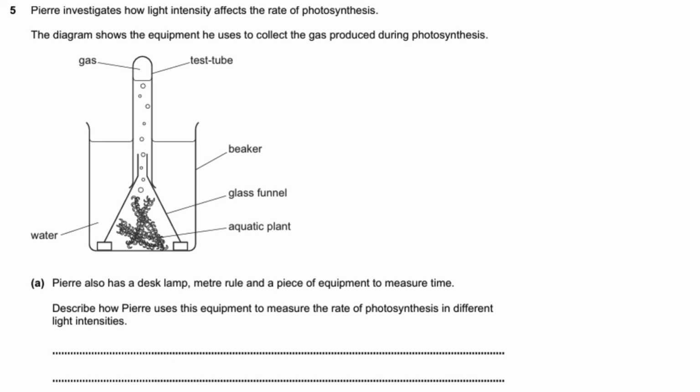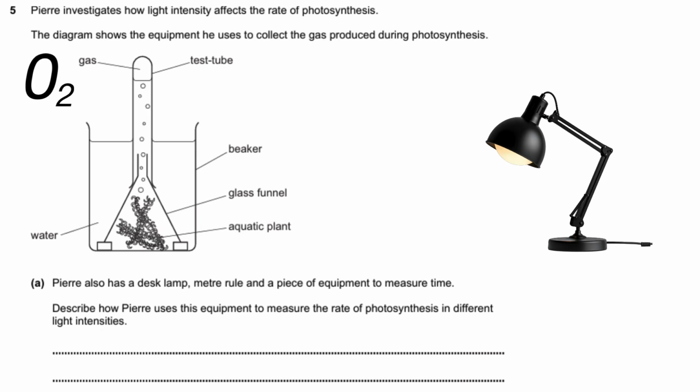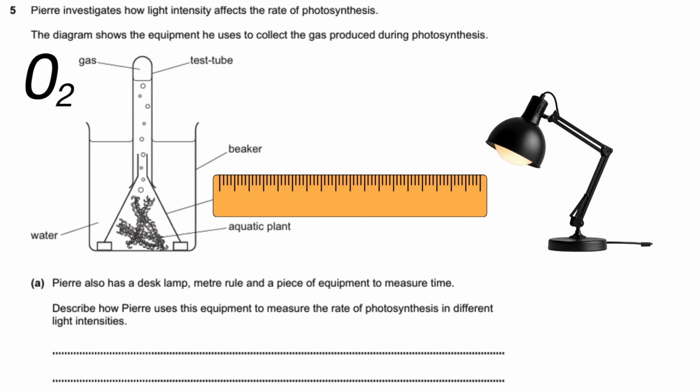Okay. Pierre investigates how light intensity affects the rate of photosynthesis. The diagram shows the equipment he uses to collect the gas produced during photosynthesis. For sure, the gas that is collected or produced during photosynthesis is the oxygen gas. So the diagram is in front of you. It contains aquatic plant, glass funnel, beaker, water, an inverted test tube on the glass funnel, and the oxygen gas evolves here. Pierre also has a desk lamp, meter rule, and a piece of equipment to measure time.